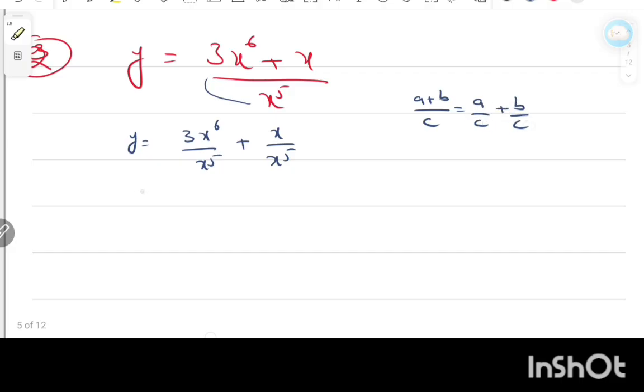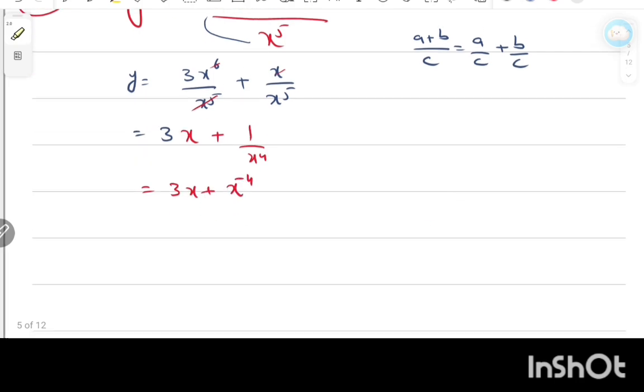Moving forward, this will be 3, and if we cancel with this power, only x will remain. Here x is cancelled with this term, so we get 1 over x^4. After that, y = 3x + x^(-4).